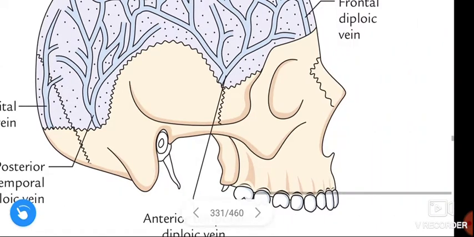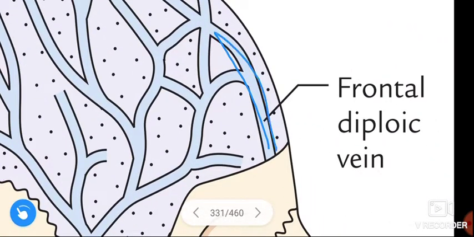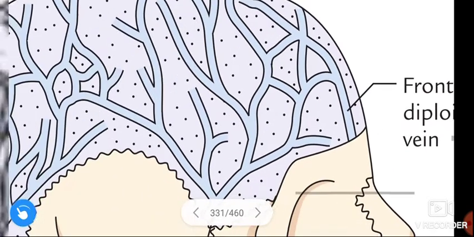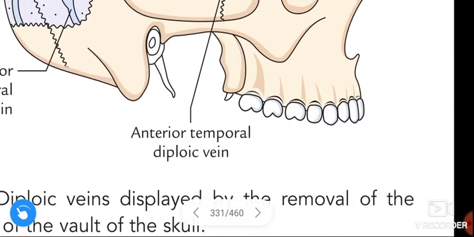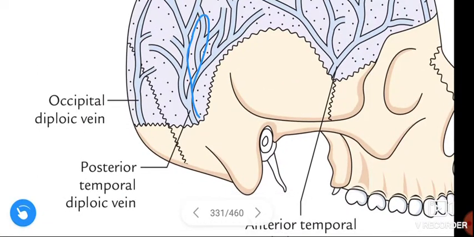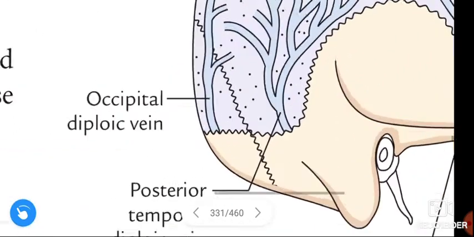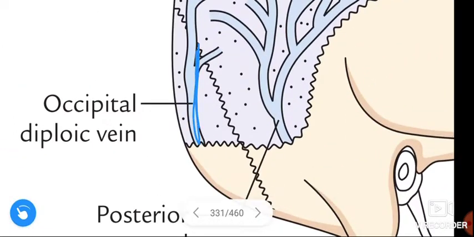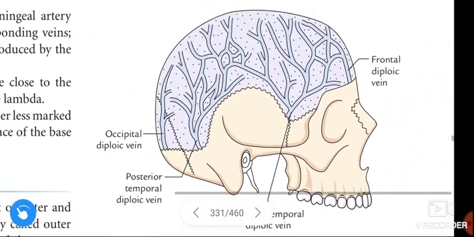Okay guys, see once again. This is the frontal diploic vein. Next, this whole thing is the anterior temporal diploic vein. Next, this is the posterior temporal diploic vein. And next, this is the occipital diploic vein. Okay, these are the 4 diploic veins.